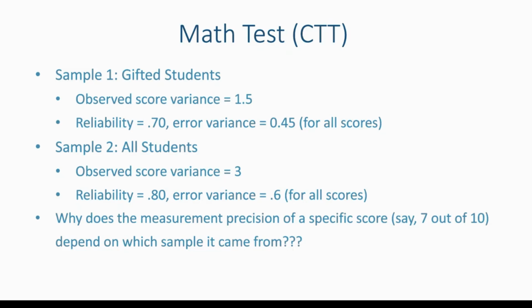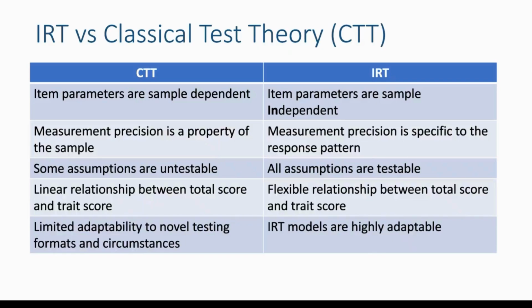So why does measurement precision of a specific score, say a 7 out of 10 in our hypothetical situation, depend on which sample it came from? Well, let's get into some nitty-gritty differences between item response theory and classical test theory, which will help us dig deeper into why we're seeing these differences in these reliabilities and also the power of IRT. So in the classical test theory sense, item parameters are sample dependent. So what that means is that our reliability, the relationship of items to the total scores, depend on the sample of people you collected data from.